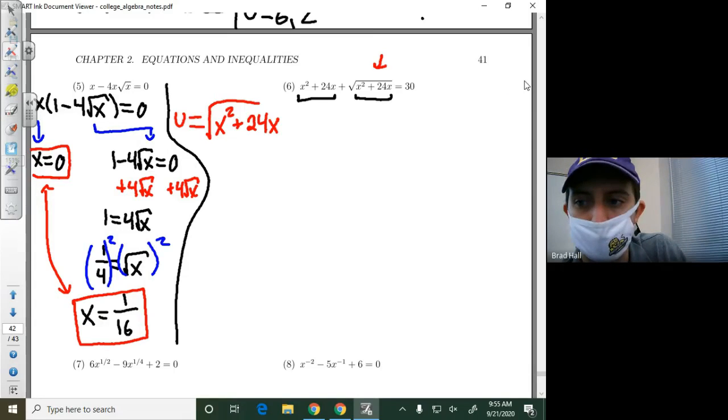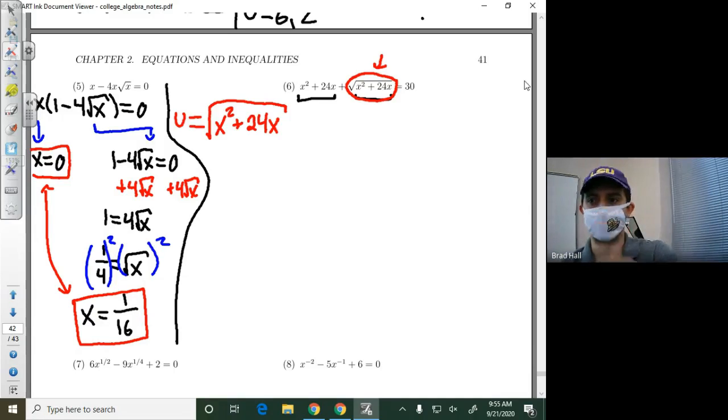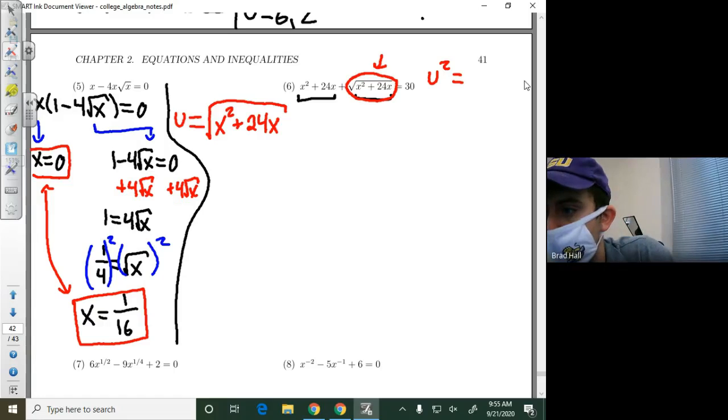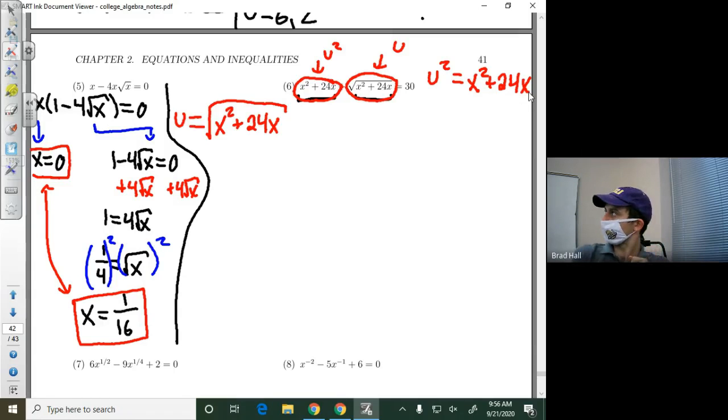So you need to include the square root, because this is one variable expression. And then what happens if you square both sides? So if you were to square that, well, the square root would cancel out, which is fine, because look what remains right here. That would be u squared. So it works out perfectly.